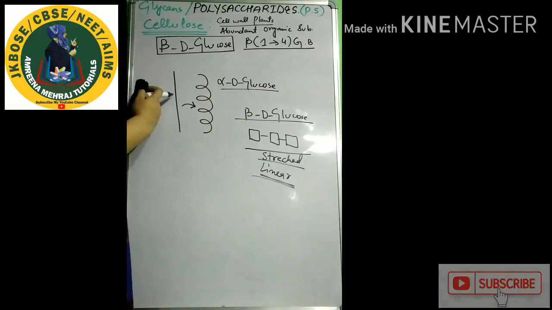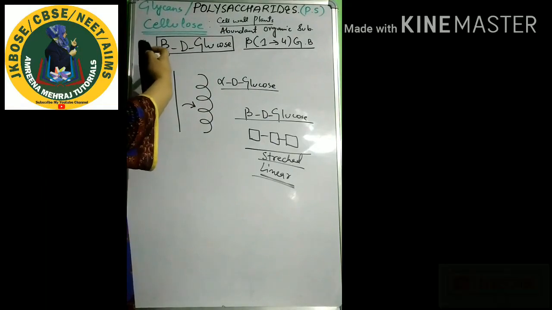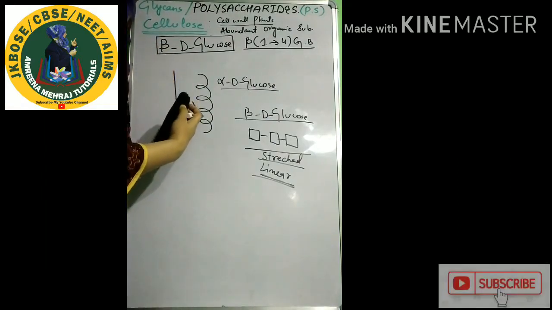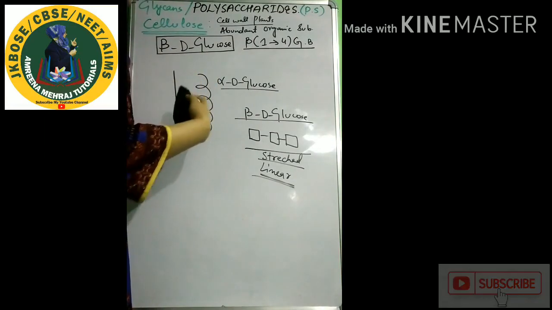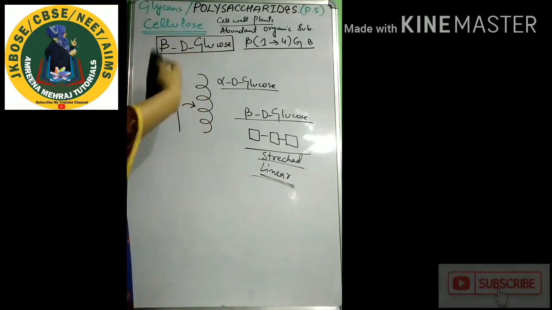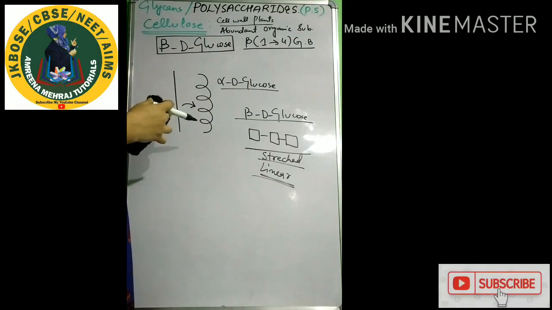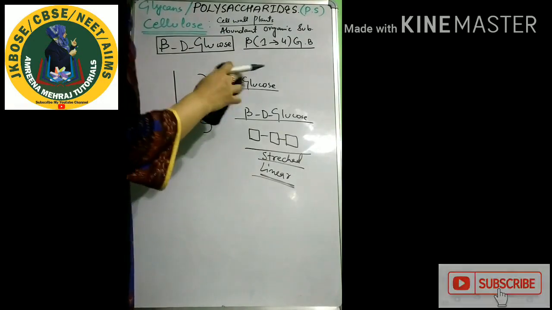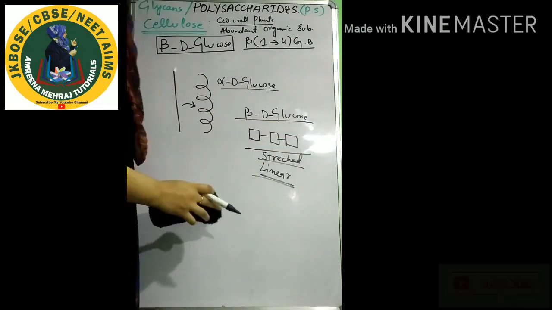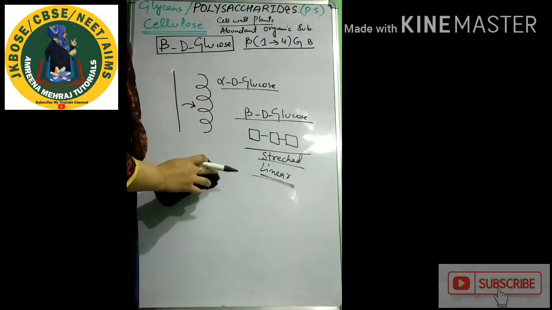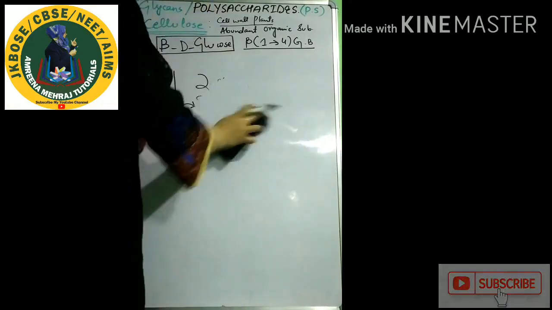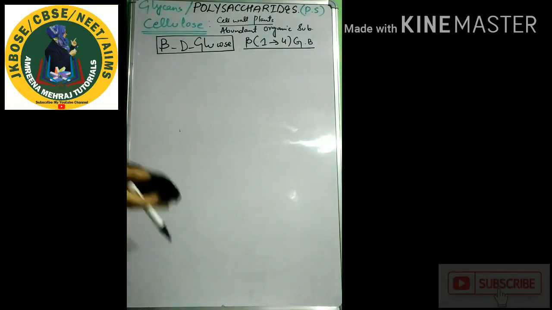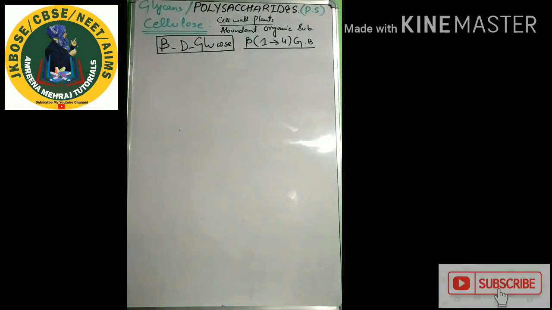So you need to remember that amylose is not linear finally. Amylose finally turns out to be a helical structure because of the bending of alpha D glucose molecules during glycosidic bond formation. But here beta D glucose molecules, once they form the bond with each other, the final product becomes linear or fully stretched. Let us understand it properly.